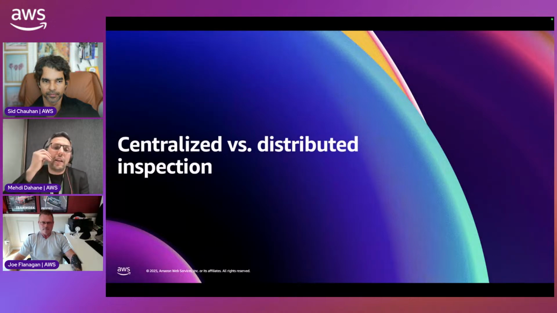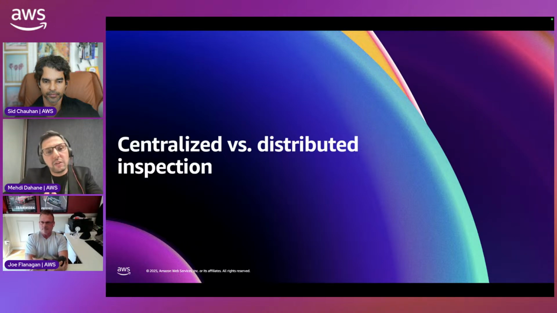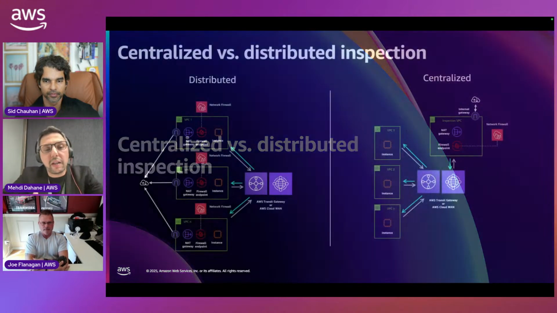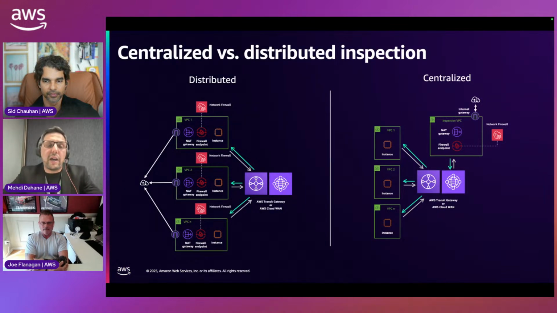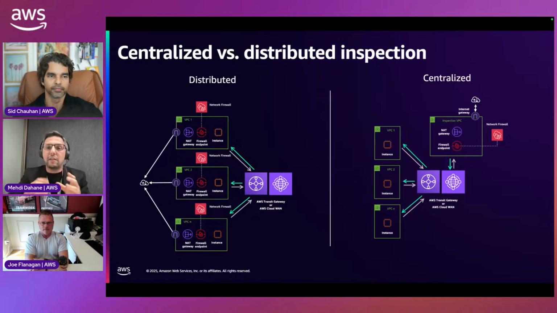All right. So the next question that always comes up and that we have to answer is, which deployment model shall I go with? Shall I go with centralized or distributed? So what do I mean by that? A distributed model is where you deploy a firewall in each VPC, right? So each VPC that you have will have its own firewall, especially for egress and ingress. Whereas with centralized model, you take that firewall, deploy it in its own VPC, and then direct the traffic via Transit Gateway or Cloud WAN to that centralized inspection VPC. So let's explore the two options and the benefits and pros and cons of each.